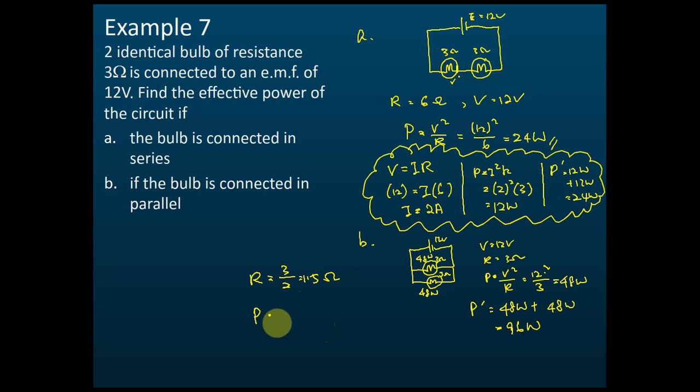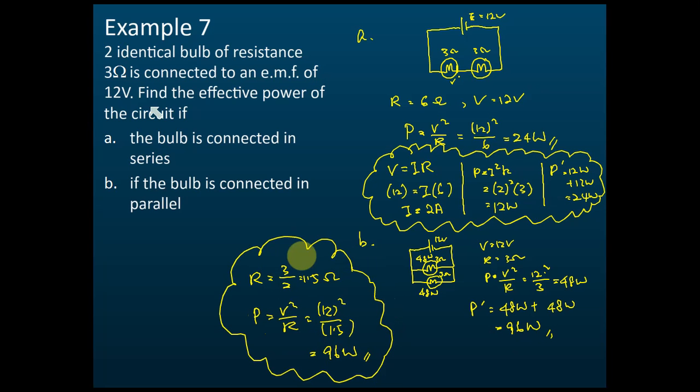Then we can find the power directly. So power equals V squared over R. V is 12, R is 1.5. Straight away you get 96 watt. Yeah, the same. So you can find the power directly, or you can find the power of each resistor and then sum up the power. For a parallel circuit you can do this, and for a series circuit also you can do this.